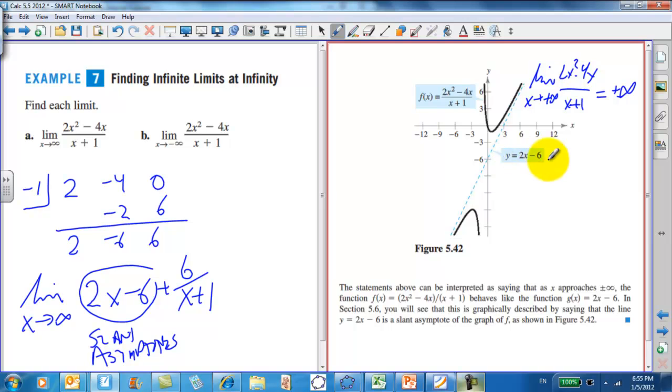Because it's going to act like the line y equals 2x minus 6, and as you go from left to right, you head toward positive infinity in that direction. As you go from right to left and have x's approach negative infinity, then the y's approach negative infinity. So the limit as x approaches negative infinity of 2x squared minus 4x all over x plus 1 equals negative infinity. Now, don't get the impression that the infinity after the x matches the infinity on the y. It's only in the case of this one because we have a positively sloped line for a slant asymptote. If the slant asymptote ended up being negatively sloped, we'd get a different answer.